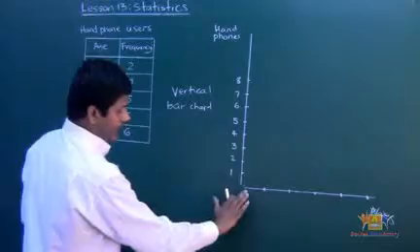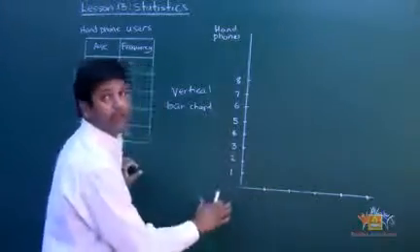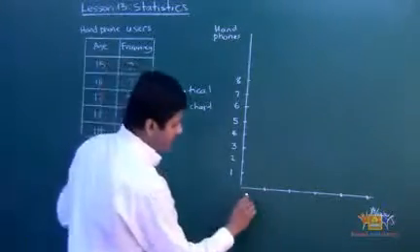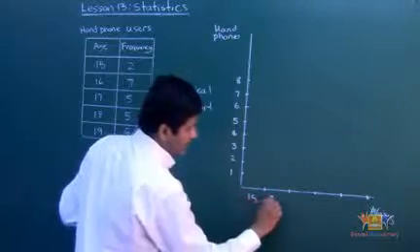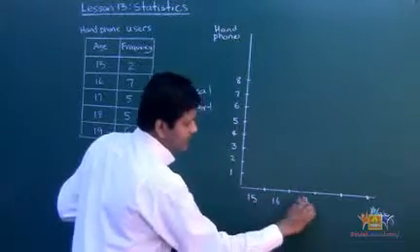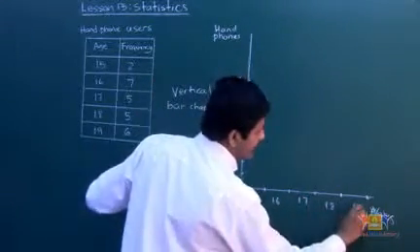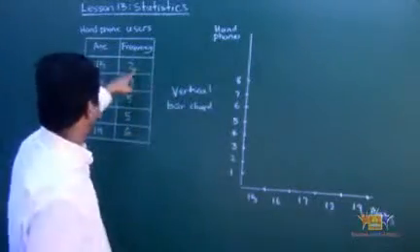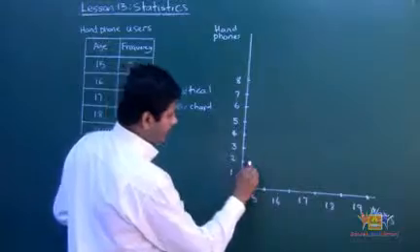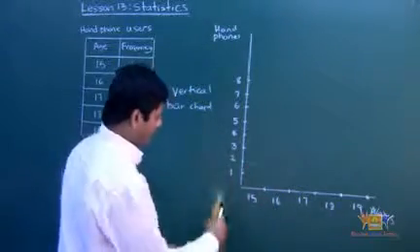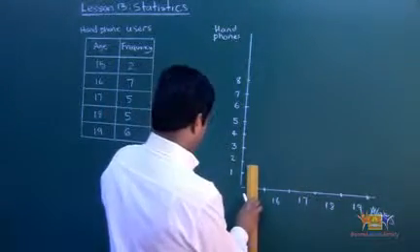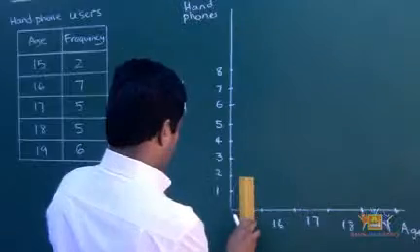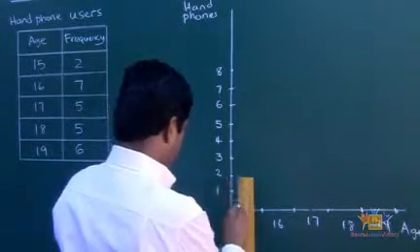Each section represents the age. The first one is going to be for 15, and the second one is going to be 16, 17, 18 and 19. Now let's represent the 15. 15 is 2, so that's going to be right here. I'm going to draw a bar right there, up to the 2.